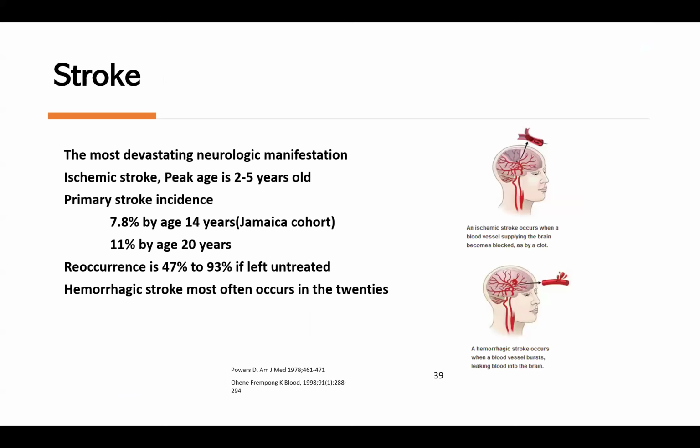So stroke. Stroke is the most devastating neurological manifestation of sickle cell disease. We know that ischemic stroke can peak around the 2 to 5 year mark. Primary stroke incidence is about 7.8% by 14 years and 11% by 20 years. The recurrence is about 47 to 93% if a stroke is left untreated, and hemorrhagic strokes most often occur in the 20s.